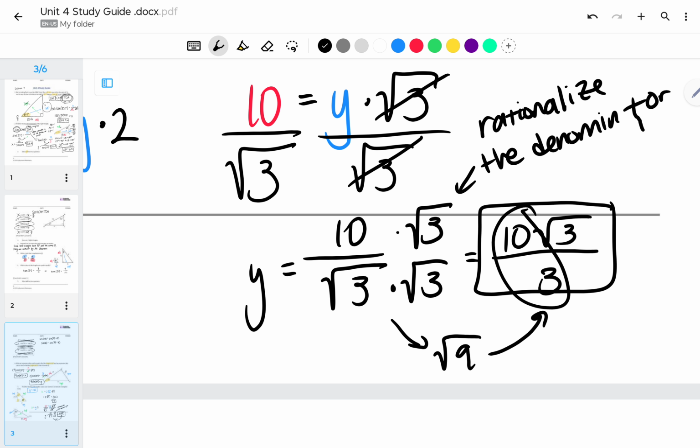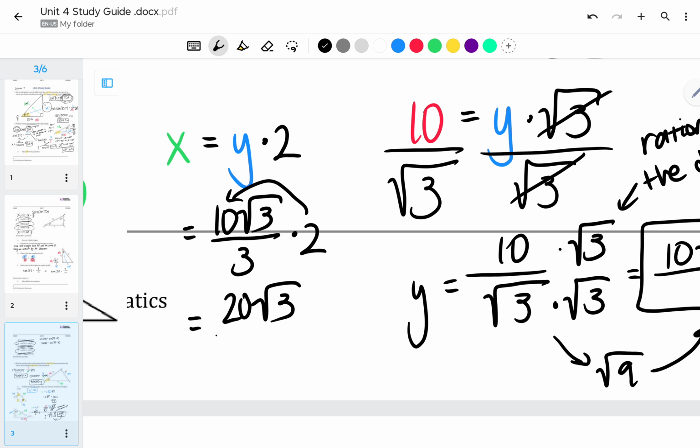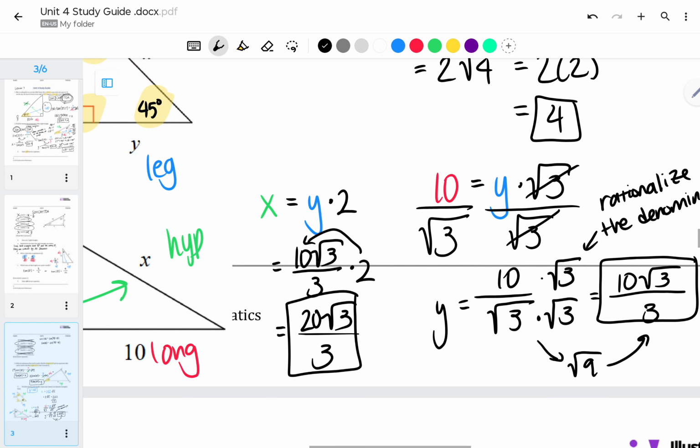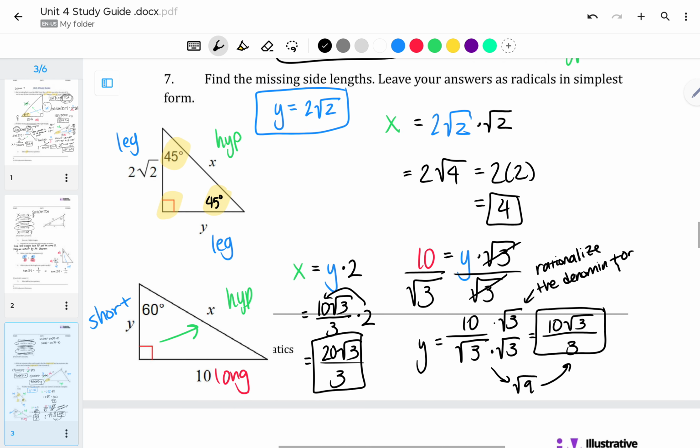Can I divide 10 and 3? No, it gets a decimal, so we're just going to leave it like that. We know y is 10 square root of 3 over 3. Now this 2, does it get multiplied to the top or the bottom? It gets multiplied to the top, right? And you got to multiply it to the like terms. So this will be your x. Okay. Let's keep going.